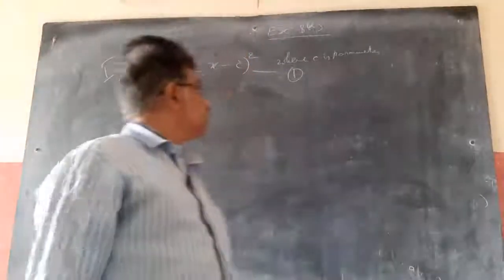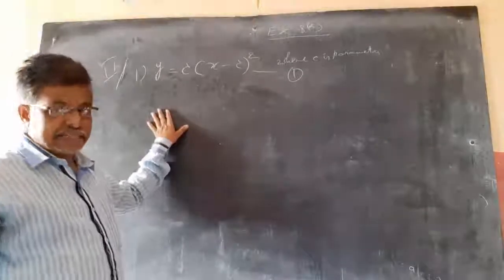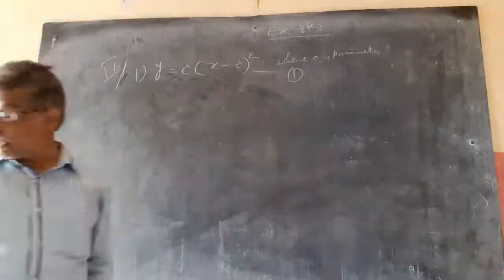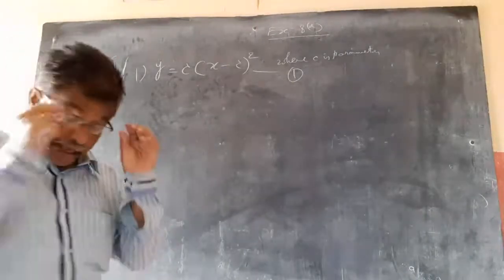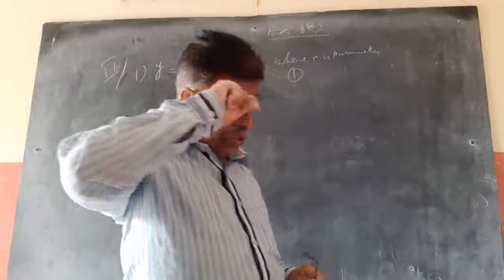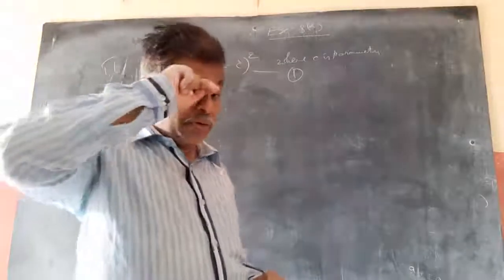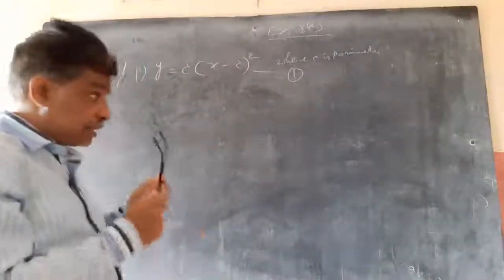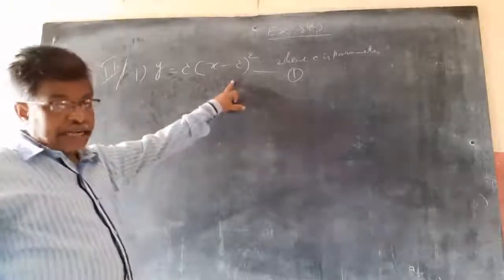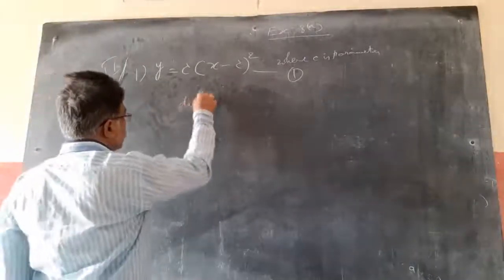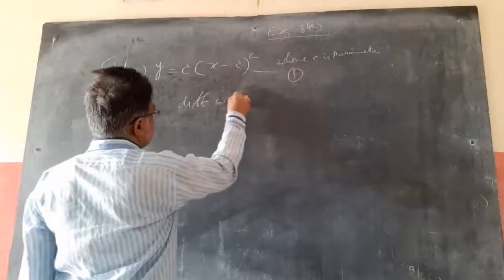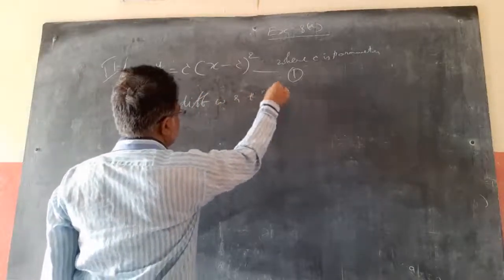Coming to the next sum. Form the differential equation where y is equal to c into x minus c whole square. c is a parameter, which means the arbitrary constant is c. You have to eliminate the c. How do you eliminate the c? With only one arbitrary constant, differentiate it one time, so differentiate with respect to x on both sides.